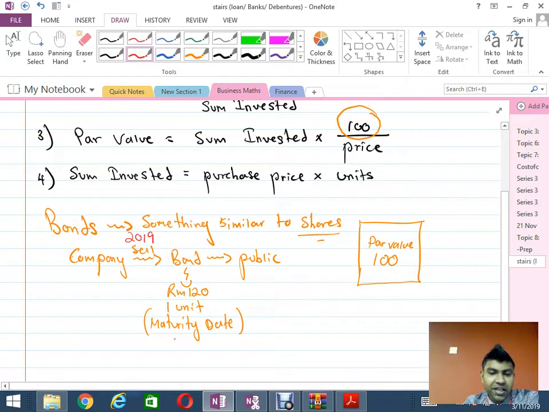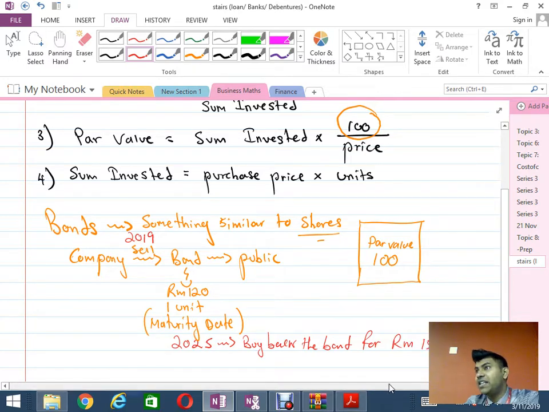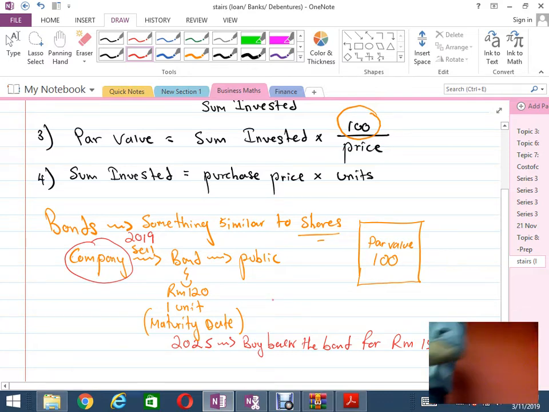So you sell the bond in 2019. Maturity date is 2025. And the maturity date, they will put it there. They will buy back the bond for maybe, for example, RM150. Example. Who will buy back? The company will buy back from the public. Okay. So when you sell for 120 to the public.